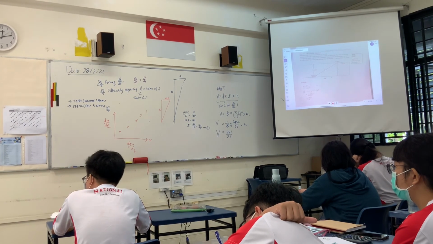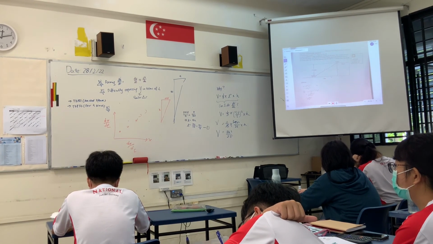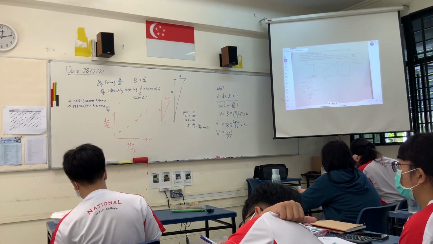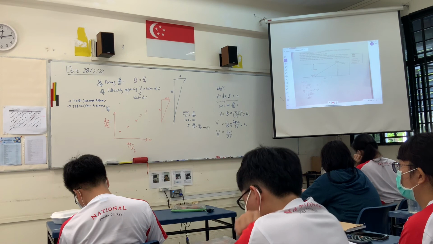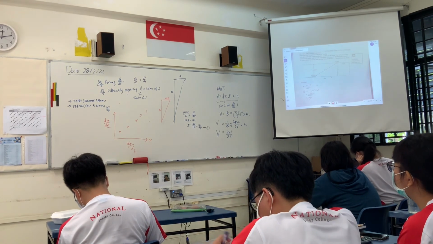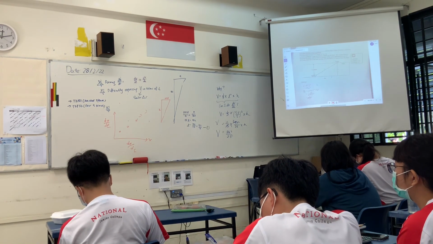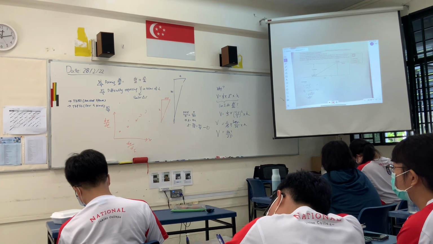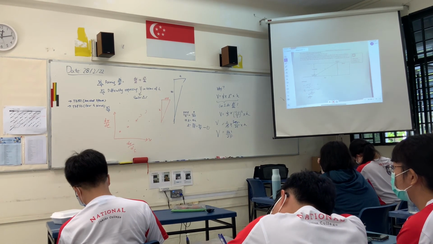Now they ask you how fast is the boat moving when the boat is at this distance. How fast is this one? That means what they want is the distance ratio.